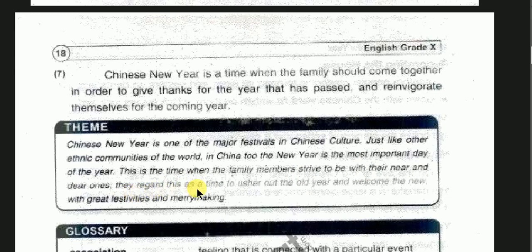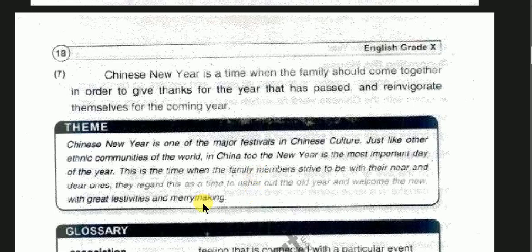They regard this as a time to usher out the old year and welcome the new with great festivities and merrymaking. Yes, dear students, they think that this is the time to say goodbye to the old year and to welcome the new year, to forget every grief and sorrow and to welcome every happiness. So this is the Chinese New Year.